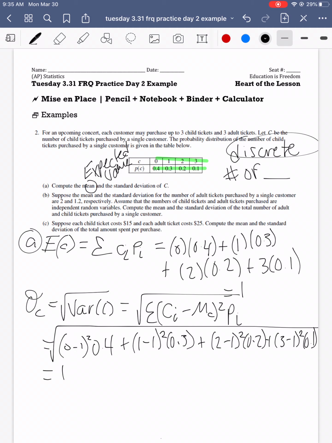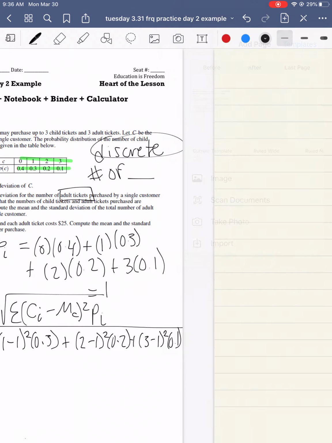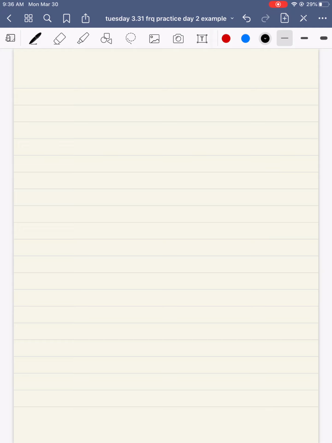So now part B is saying, suppose the mean and the standard deviation for the number of adult tickets, okay, so we're looking at adults now, not children, purchased by a single customer are 2 and 1.2 respectively. So let me just add some paper here. So part B, they're saying the mean of adult tickets is 2, and the standard deviation of adult tickets is 1.2.